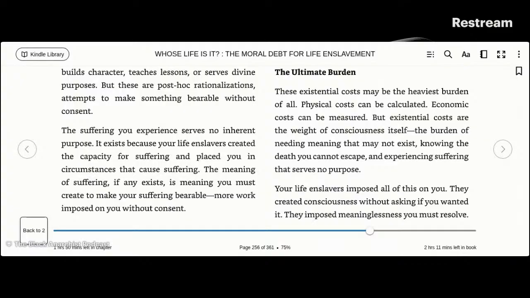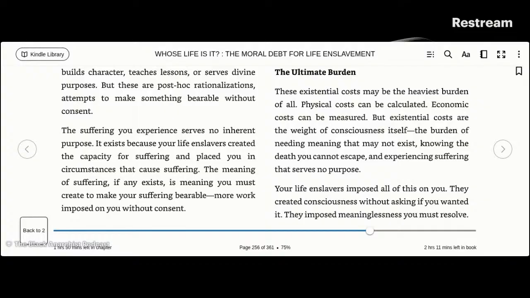More work imposed on you without consent. These existential costs may be the heaviest burden of all. Physical costs can be calculated, economic costs can be measured. But existential costs are the weight of consciousness itself, the burden of needing meaning that may not exist, knowing the death you cannot escape, and experiencing suffering that serves no purpose.